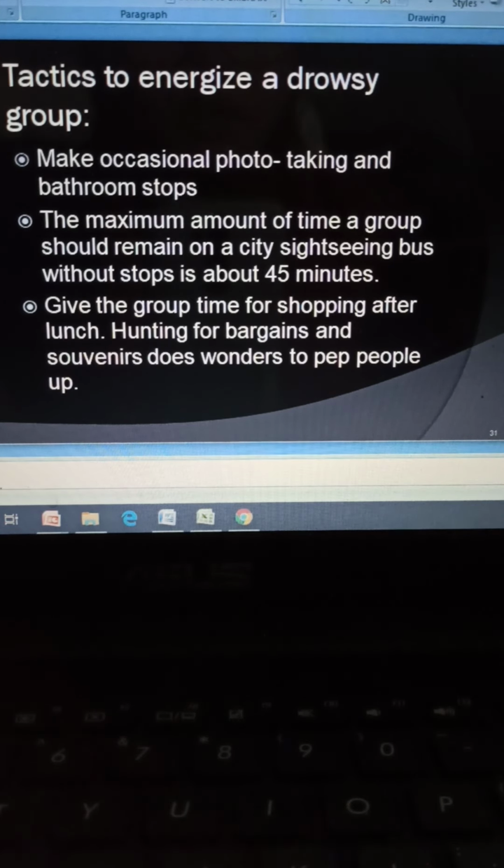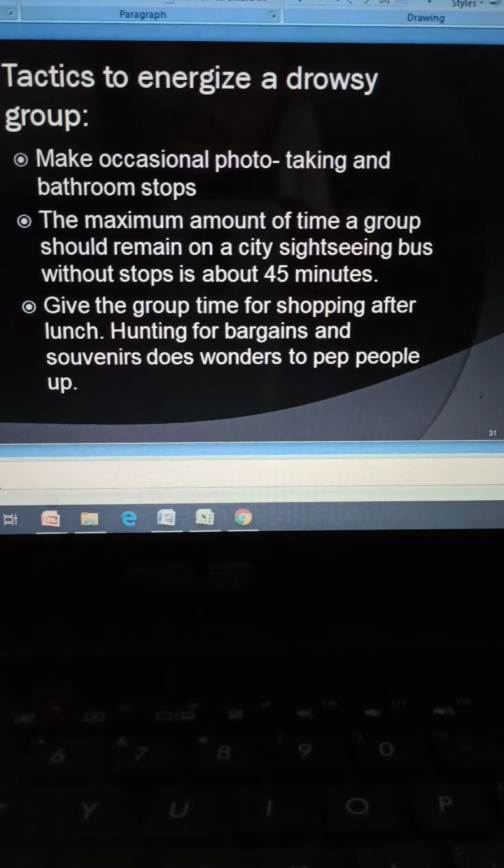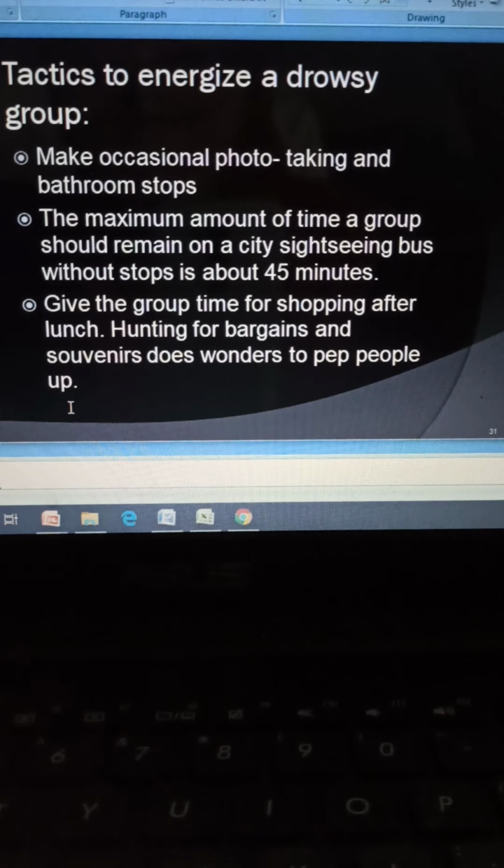Usually in the bus, people can only stay there a maximum of 45 minutes and then they get really restless. If you think that they need to sleep, you can let them sleep, but usually if they become restless, we have to make a stop, or the journey shouldn't be that long. Unless it's a long journey, then we have to make a quick stop somewhere, maybe about 30 minutes, for them to go to the toilet or buy something. Give the group time for shopping after lunch and hunting for bargains. All right.